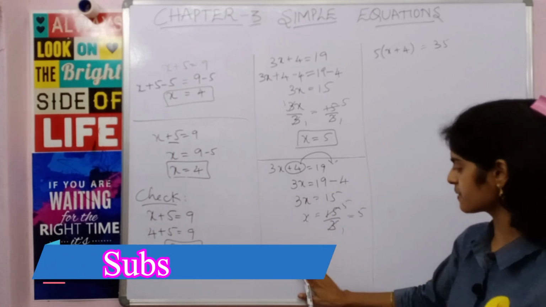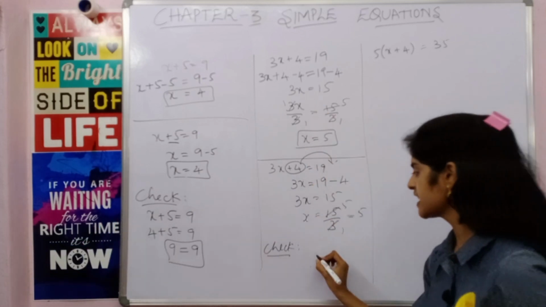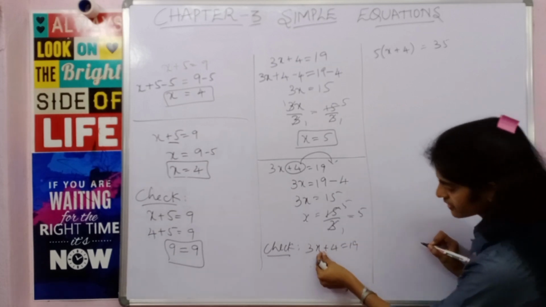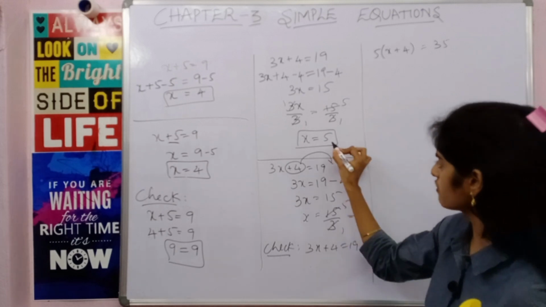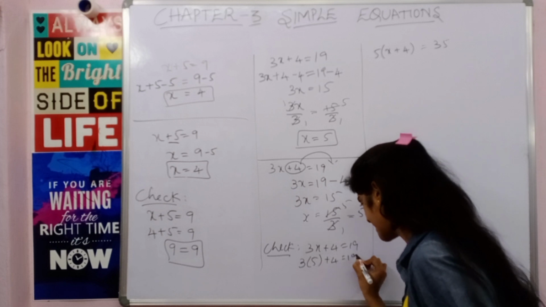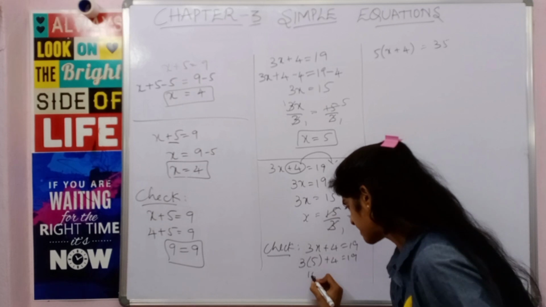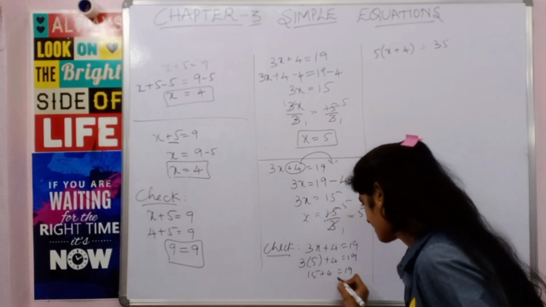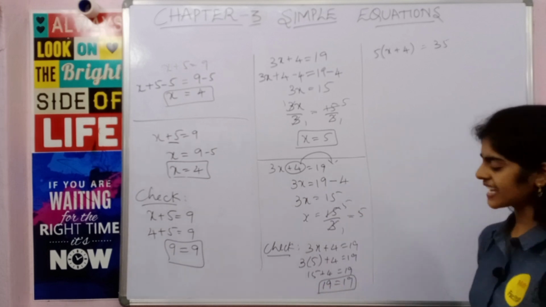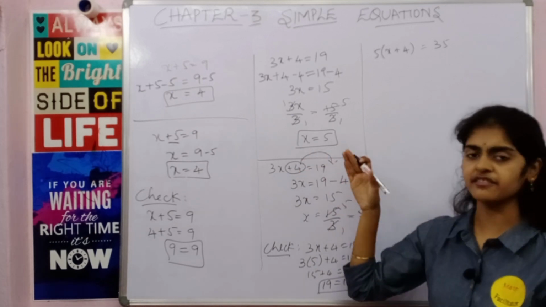How do you check? You will substitute the value of x. Okay, check. So for checking, you have the equation 3x plus 4 equal to 19. In the place of x you have to substitute 5, since you got 5 in both the cases. So 3 into 5 plus 4 equal to 19. 3 into 5 is 15, plus 4 equal to 19. So 15 plus 4 is 19, equal to 19. Clear? So you can say LHS is equal to RHS. So that means the value x equal to 5 which you got is correct.